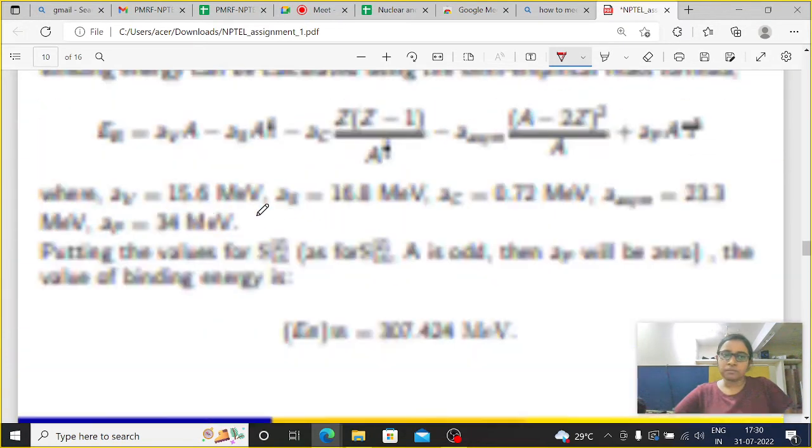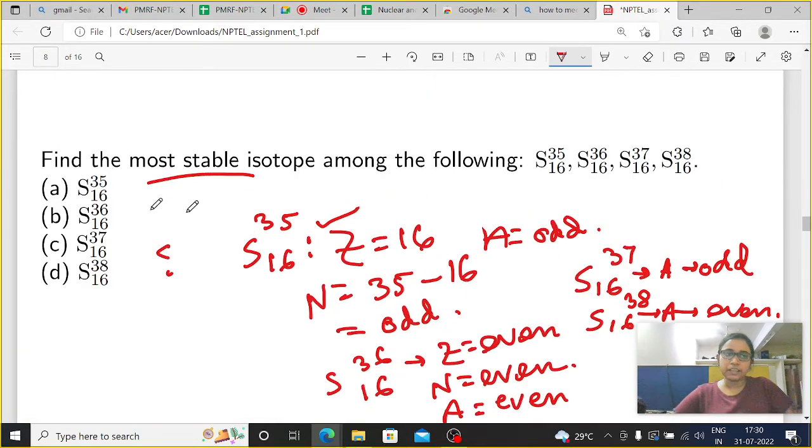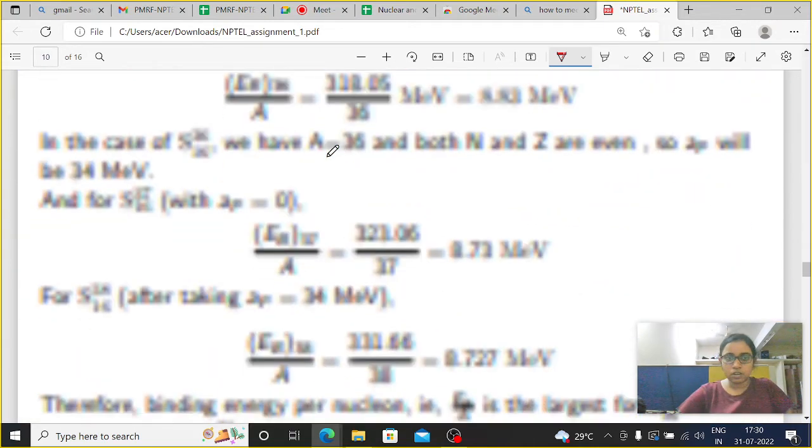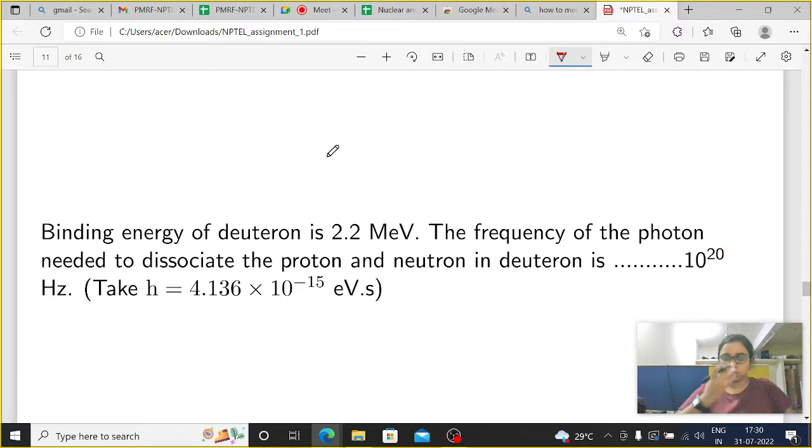So that means our correct answer will be this one, S1636. This will be the most stable isotope among those four isotopes. So this is about question number 4. Now coming to question number 5.